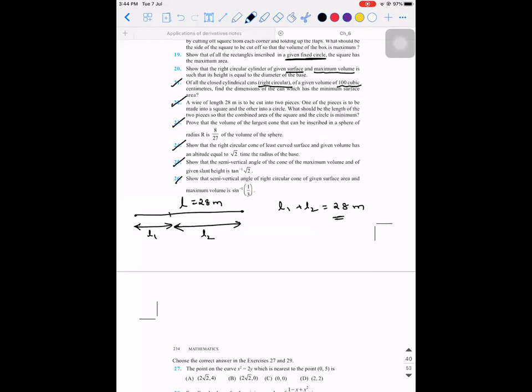Now let's say L1 is converted to a square. Then L1 should be equal to what? 4a. So L1 is equal to 4a, which implies a will be equal to L1 by 4, where a is the side of the square. Similarly, what will L2 be equal to? 2 pi r. Which implies r is equal to L2 divided by 2 pi.